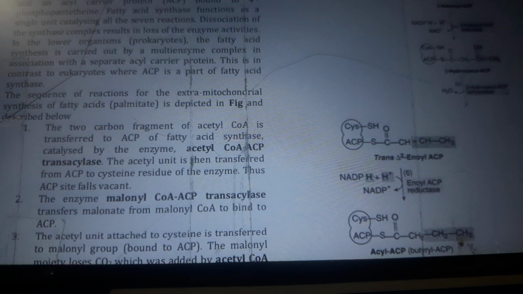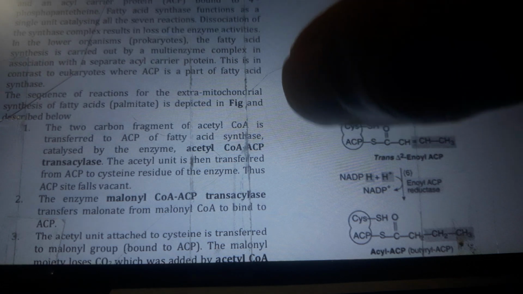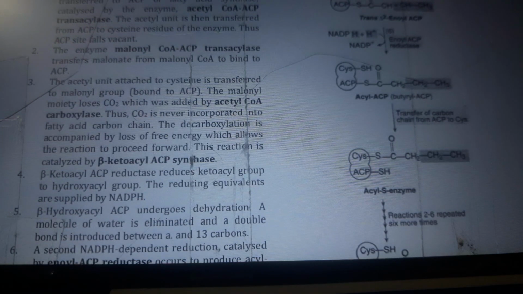Dissociation of the synthase complex results in loss of the enzyme activities. In the lower organisms, prokaryotes, fatty acid synthesis is carried out by a multi-enzyme complex in association with a separate acyl carrier protein. This is in contrast to eukaryotes, where ACP is a part of fatty acid synthase. The sequence of reactions for extramitochondrial synthesis of fatty acid, palmitate, is depicted in the figure and described below.